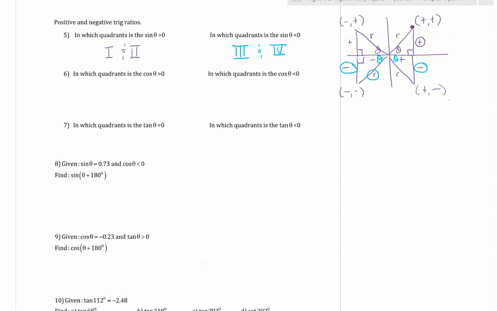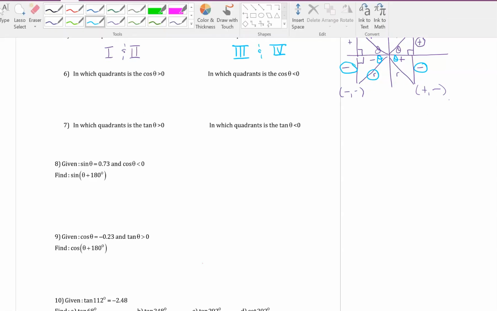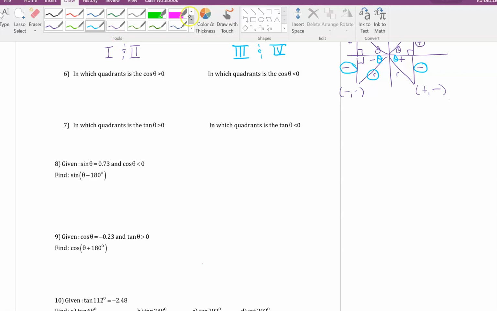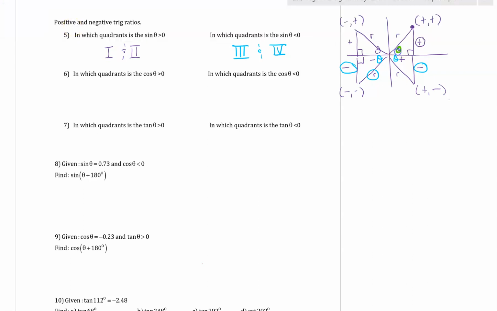Let's think about the cosine. If we look at quadrant 1, notice the cosine is adjacent over hypotenuse. The adjacent would be positive, and positive over hypotenuse, which the radius is always positive. So positive over positive is positive. So in quadrant 1, notice the cosine is positive.